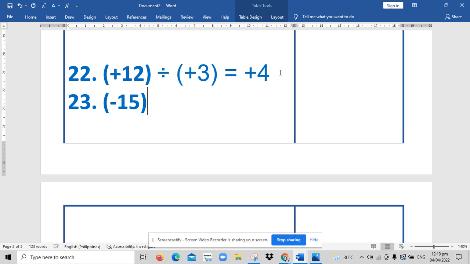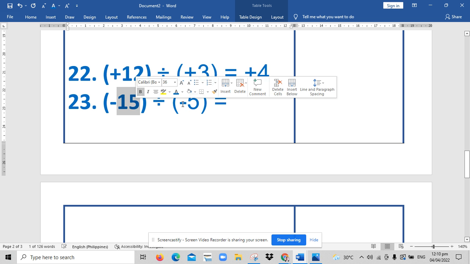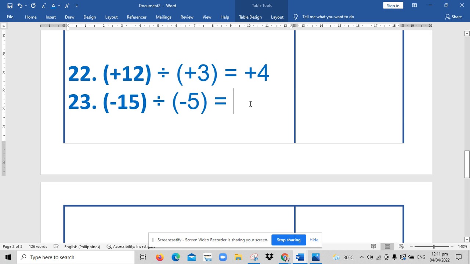Negative 15 divided by negative 5. So this time, both are negative integers. Again, we will simply divide 15 by 5, and the answer is 3. As for the sign, the same as in multiplication. Dividing a negative by a negative, the answer is positive. Okay.